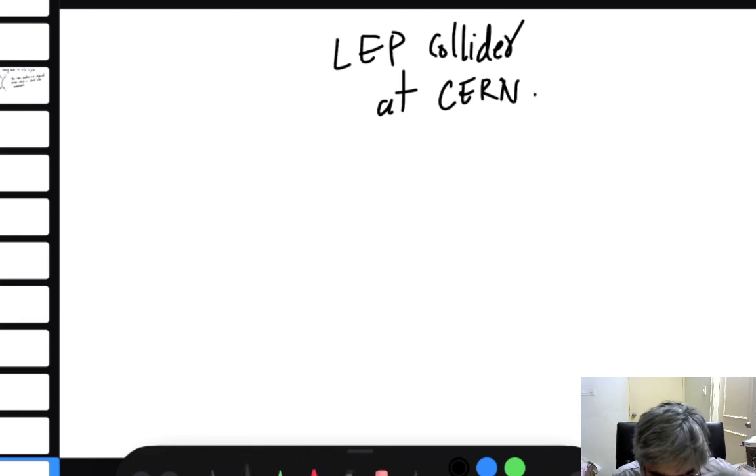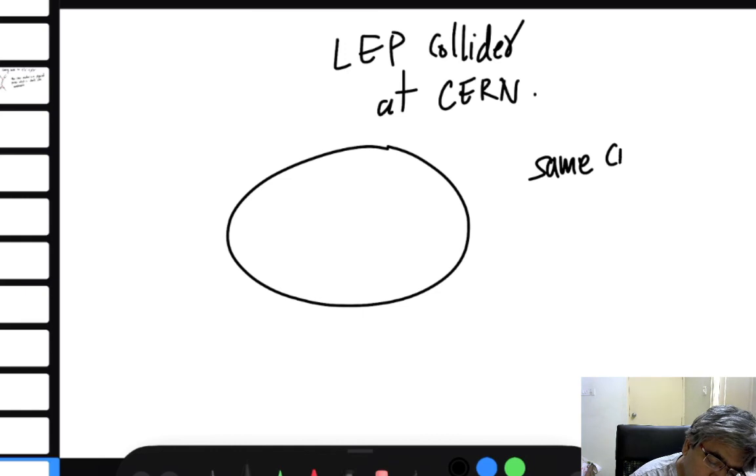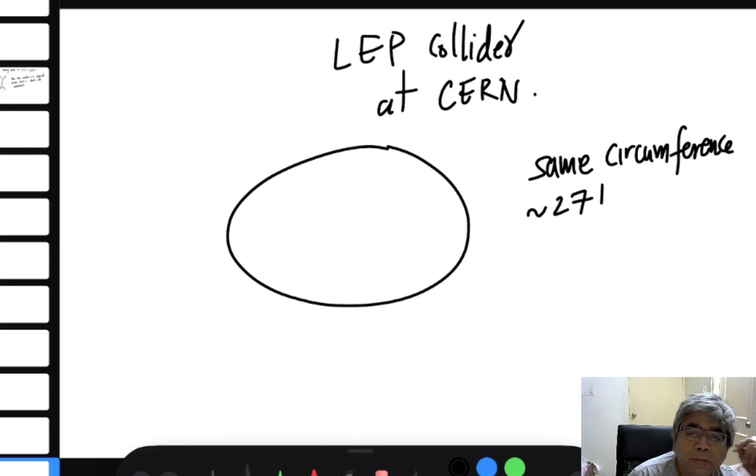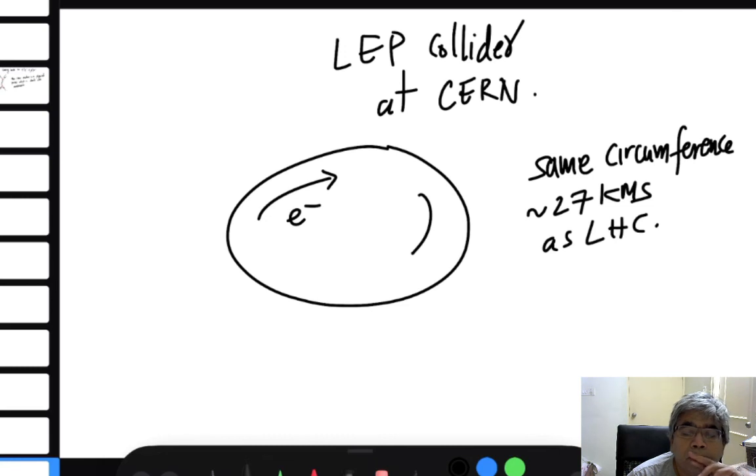So the LEP collider at CERN was a collider of again the same radius as the LHC, about 27 kilometers, which had electrons and positrons going in opposite directions. This ran up to 2002, I think.